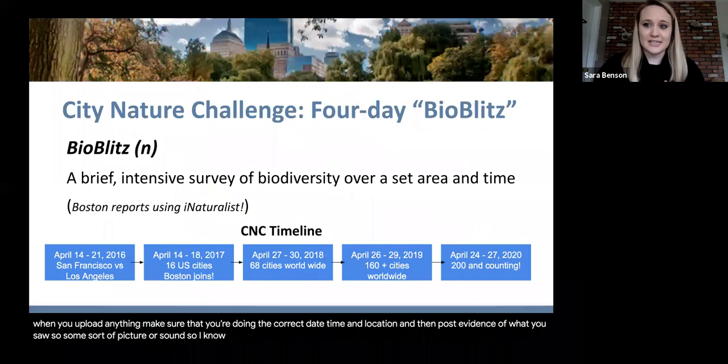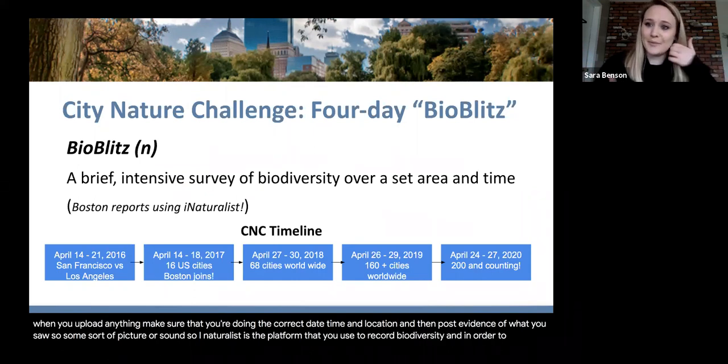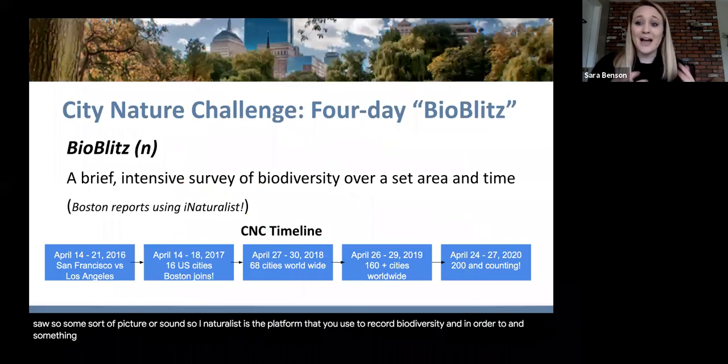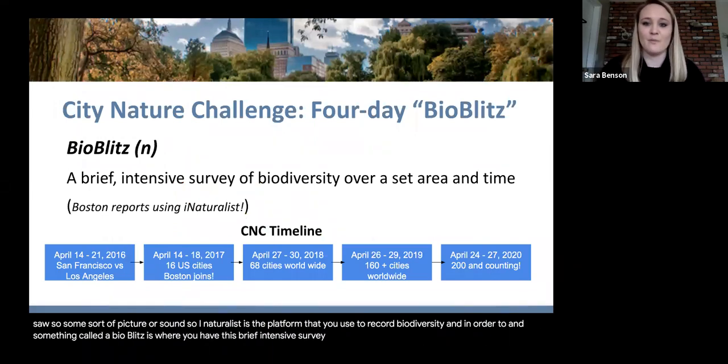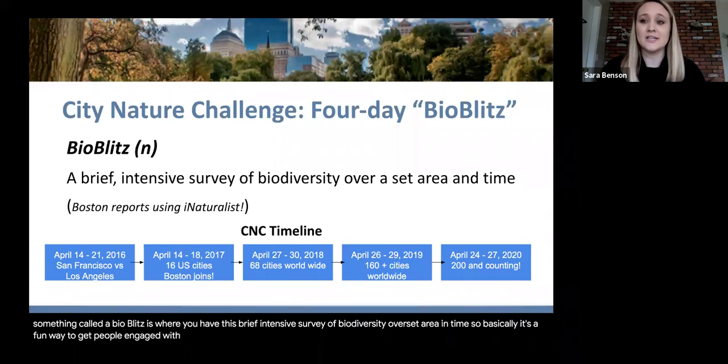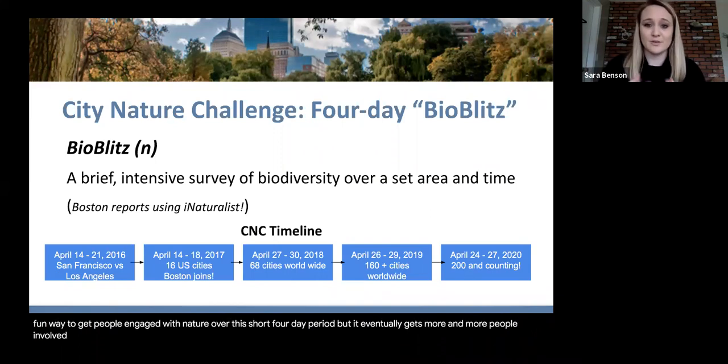So iNaturalist is the platform that you use to record biodiversity. And something called a BioBlitz is where you have a brief, intensive survey of biodiversity over a set area and time. So basically, it's a fun way to get people engaged with nature over this short 4-day period, but it eventually gets more and more people involved with doing this awesome work.